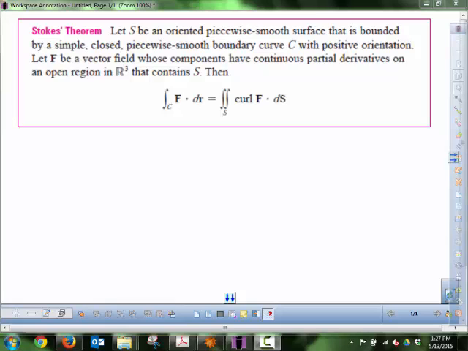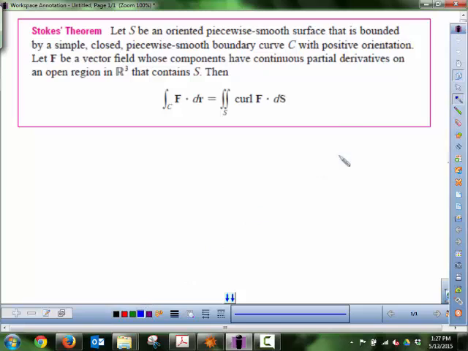So S is an oriented piecewise smooth surface that is bounded by a simple closed piecewise smooth boundary C with a positive orientation. F is a vector field with components having continuous partial derivatives on the region that contains the surface. Then this is Stokes' Theorem. Stokes' Theorem will hold. So what does that mean? I don't know what that means. Let's just make it up.